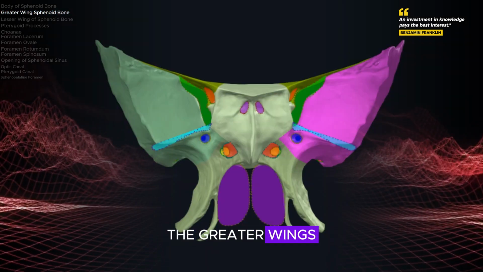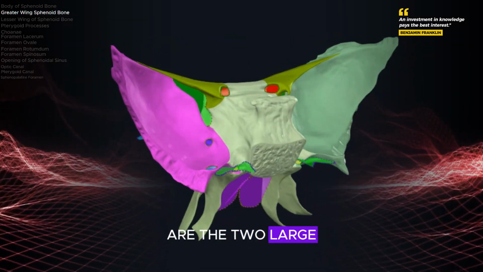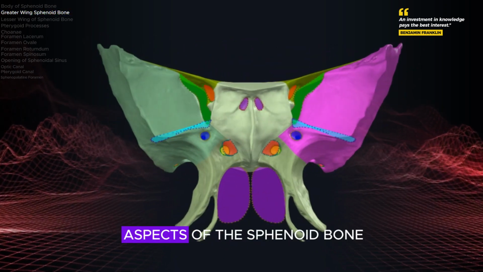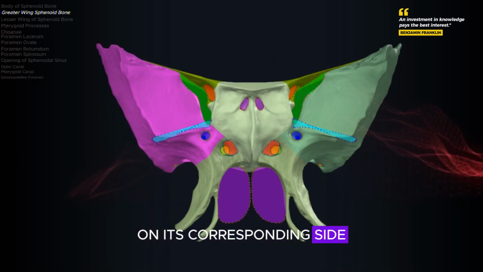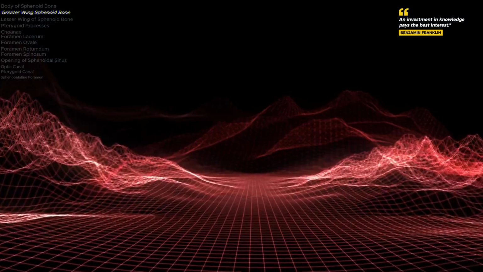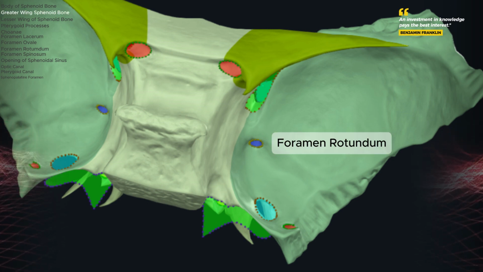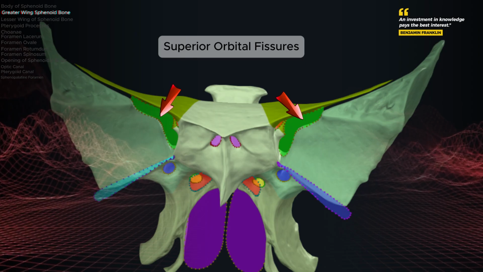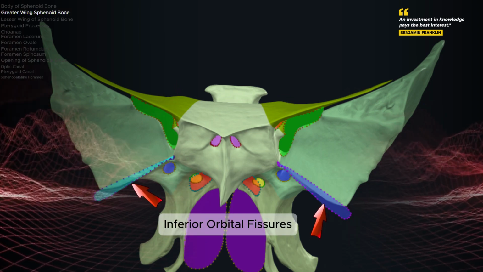Greater wing of sphenoid bone. The greater wings, also called the major wings or alae magna, are the two large, curved, irregular processes found along the lateral aspects of the sphenoid bone. On its corresponding side, each greater wing consists of a foramen rotundum, foramen ovale, and foramen spinosum, and contributes to the formation of superior and inferior orbital fissures.